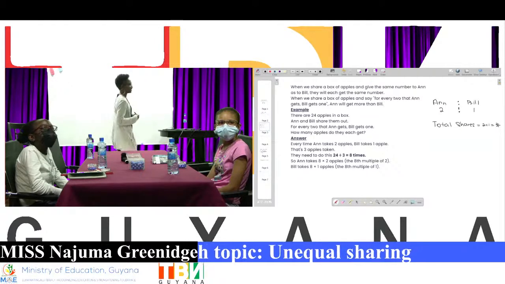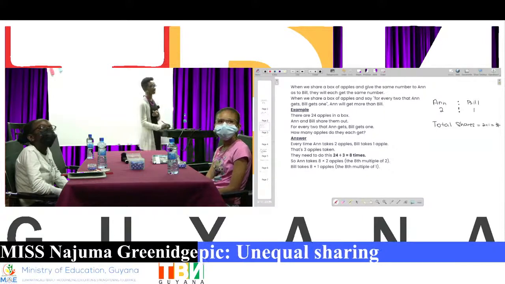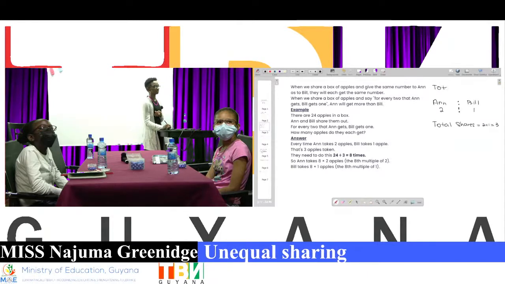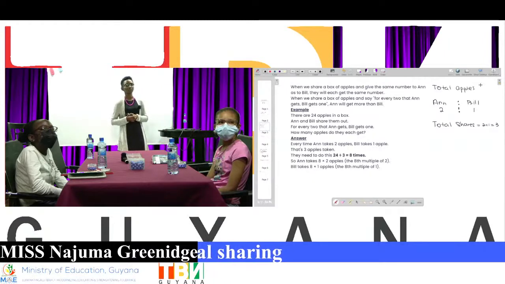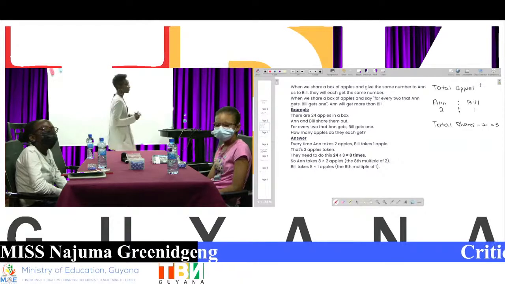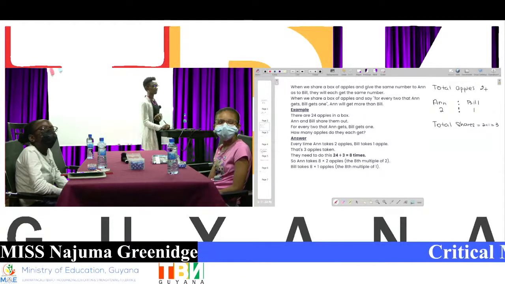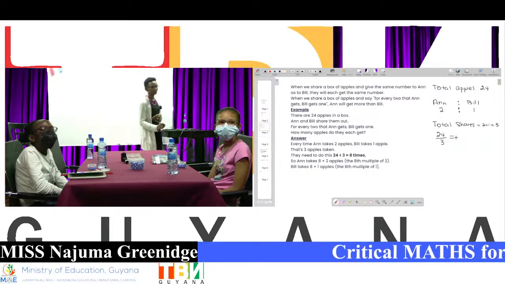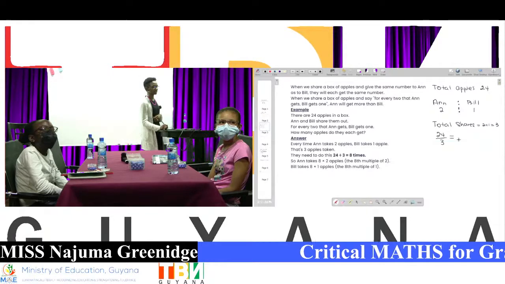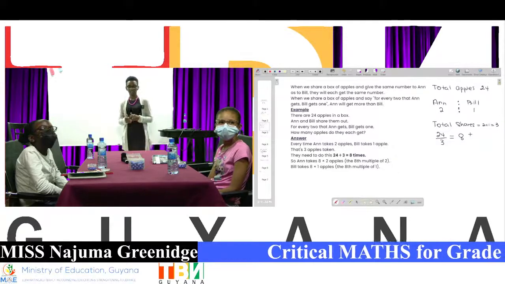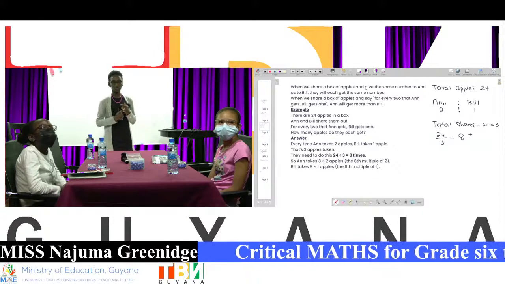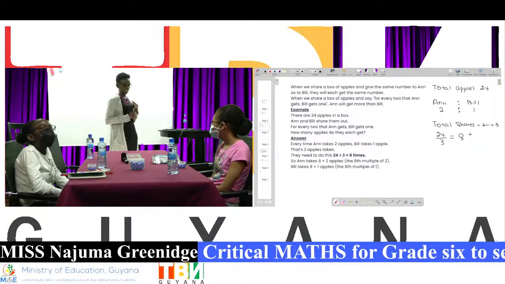So what we're going to do here is divide our total amount of apples. How many apples are we sharing? Can you see there? There are 24 apples in a box. So we're sharing 24 apples. We're going to divide the 24 by the total number of shares, which is 3. So 24 divided by 3 gives us 8. So 1 share is actually 8.